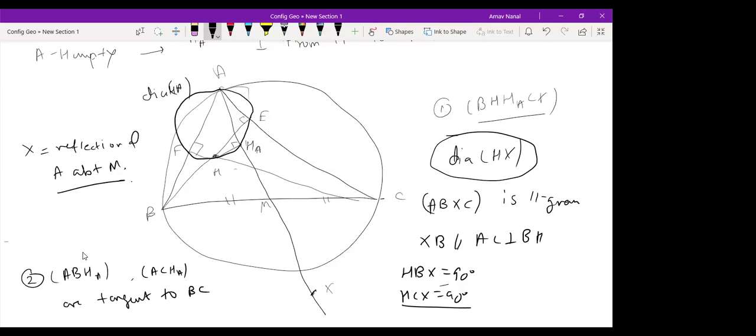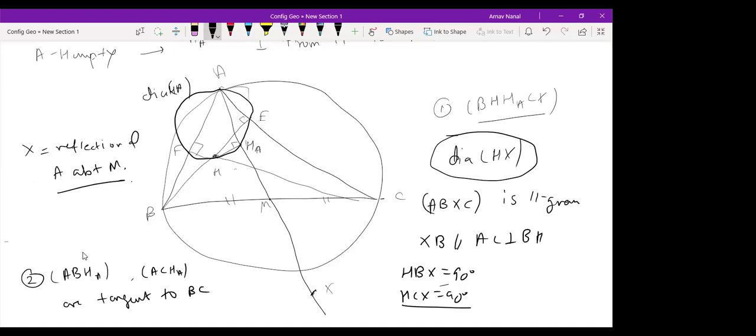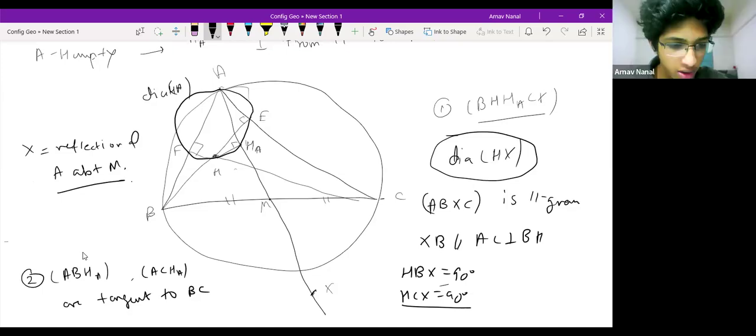One second. How do you prove the first property again? You consider the circle with diameter HX. Clearly HA belongs to that circle by definition. Then ABXC is a parallelogram because you're reflecting A about the midpoint of BC. So AC is parallel to BX. Oh, got it. Thank you. So the second property is that the circles ABHA and ACHA are tangent to BC.